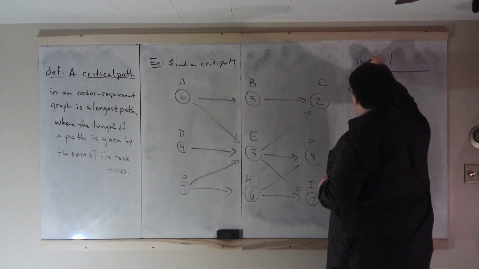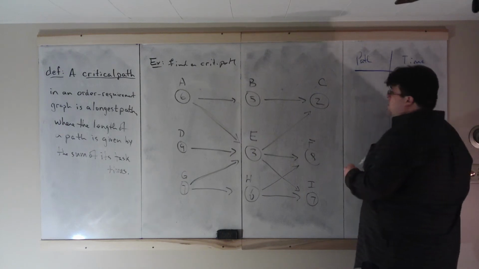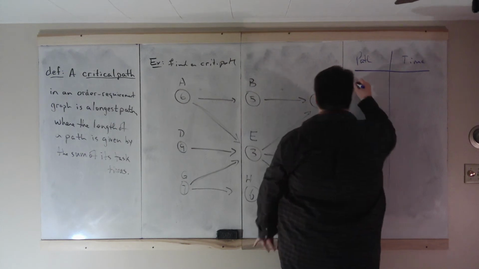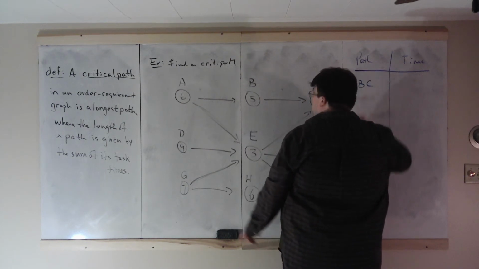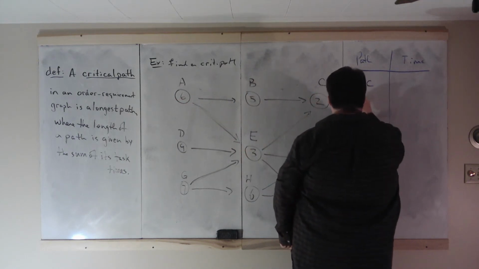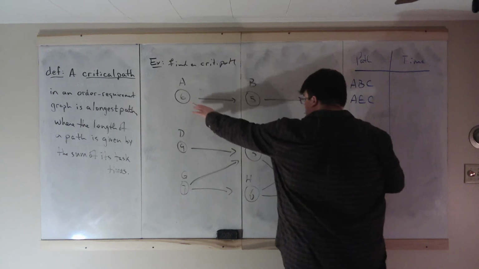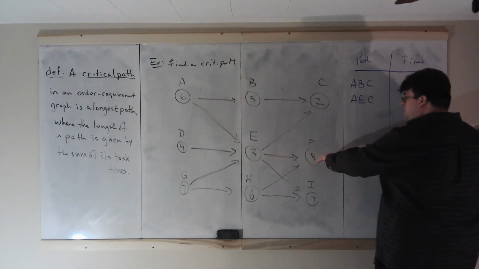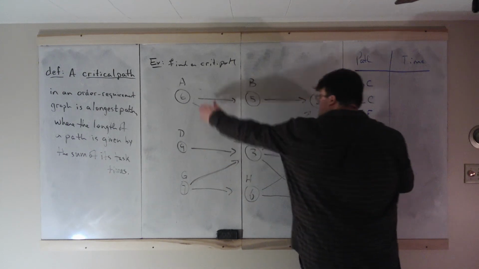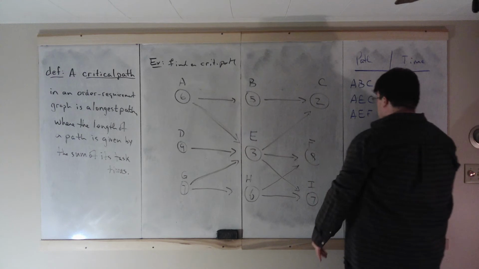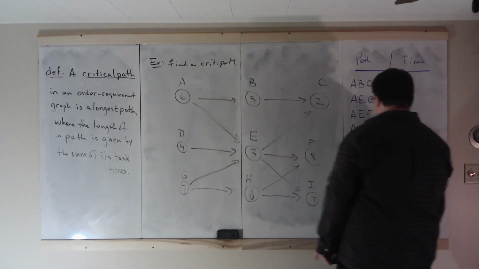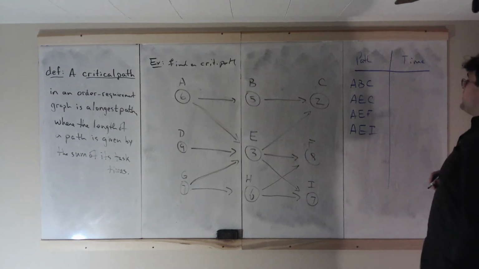So path and time. So how are we going to find these paths? Well, I'm just going to start at A and go across. A, B, C. There's a path. Can we do anything else from A? Well, yeah, we can go A, E, C. We can also go A, E, over to F. We can also go A, E, I. Can't go backwards. We have to follow the arrows. A, E, I. Okay, that looks like all we can do starting at A.